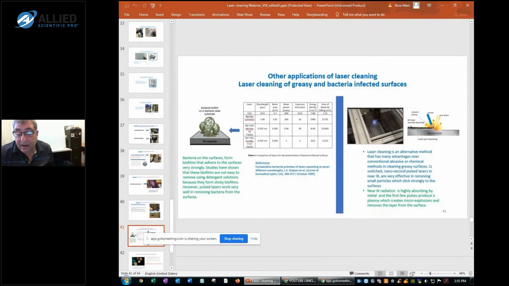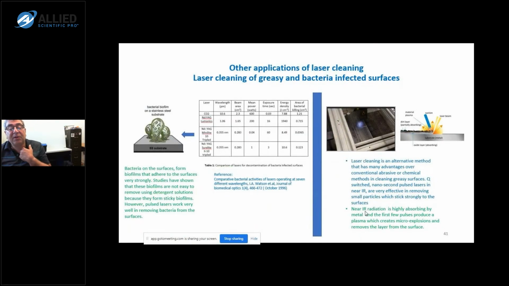So next we have application of laser cleaning for greasy and bacteria infected surfaces. In the food industry, this is very useful because removing small particles that stick strongly to the surfaces is not an easy task. So the barbecue trays in the food industry are full of grease, and a near IR laser could be absorbed by these sticky films and could basically blast them away.